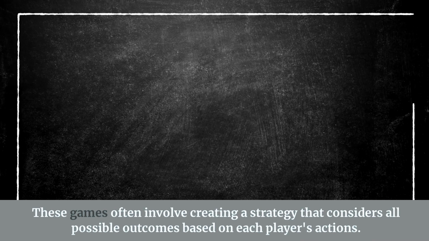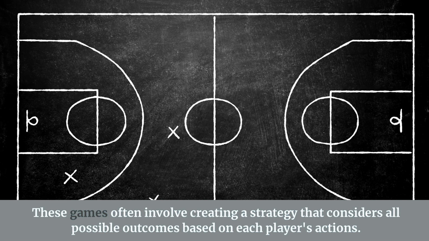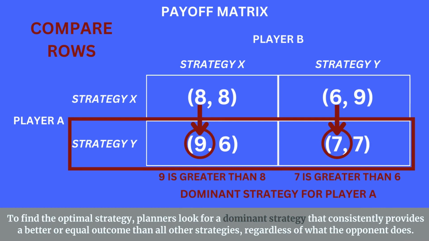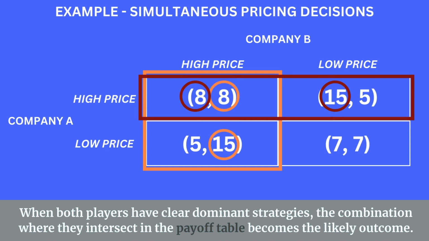These games often involve creating a strategy that considers all possible outcomes based on each player's actions. To find the optimal strategy, planners look for a dominant strategy that consistently provides a better or equal outcome than all other strategies, regardless of what the opponent does. When both players have clear dominant strategies, the combination where they intersect in the payoff table becomes the likely outcome.